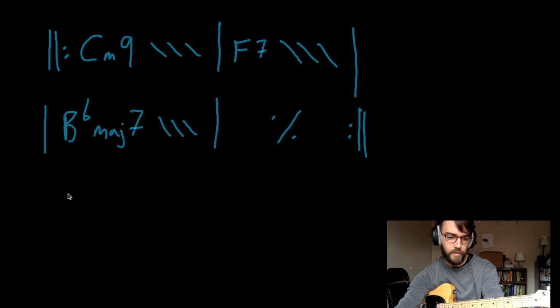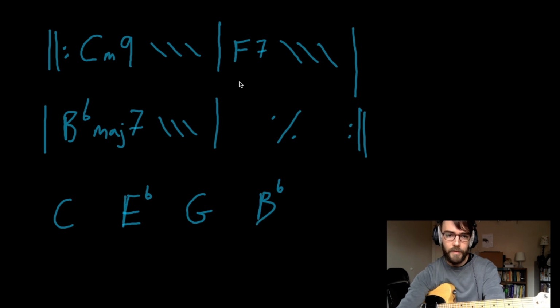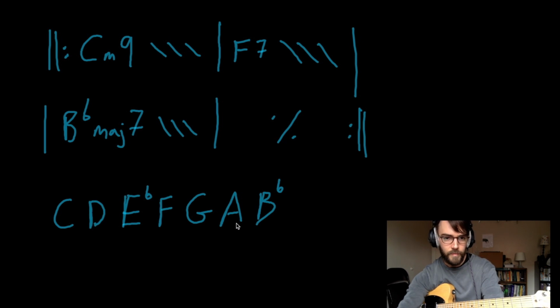So if we look at this, following the same example that we started, the notes of a C minor 9 chord, since that's the first chord we see, are C, E flat, G, and B flat. Alright, and then F7 has an F, an A, a C, and an E flat. And then B flat major 7 has B flat, D, F, and A.